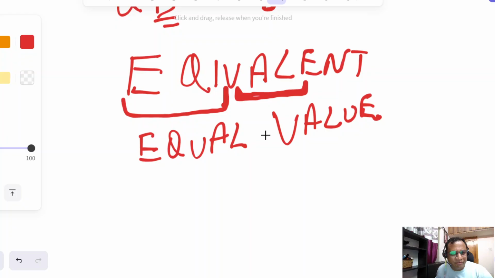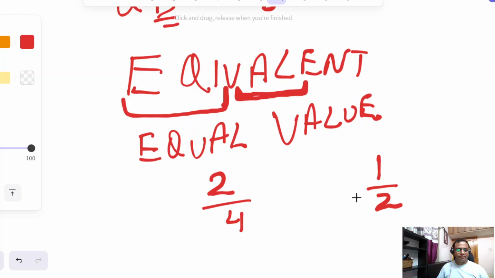For example, if I write one fraction, 2 upon 4, and I write another fraction, 1 upon 2, are they equivalent? By looking, it doesn't look like it, right? Because this is 2 upon 4, this is 1 upon 2. How can that be equivalent? But always remember, we have to reduce any fraction to the lowest term, and then we can decide whether the fractions are equivalent or not. Now let's learn how we can convert any fraction to the simplest form. Then only can we understand equivalent fractions. So for example, 2 upon 4.